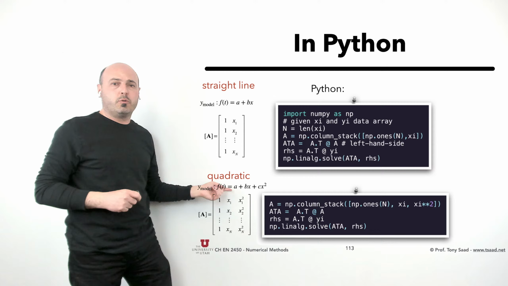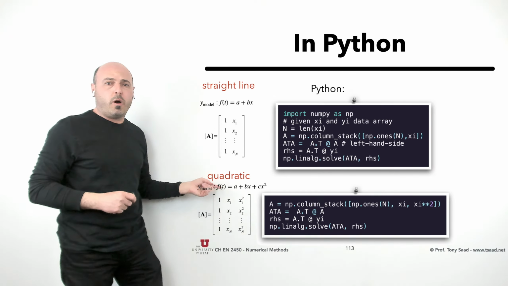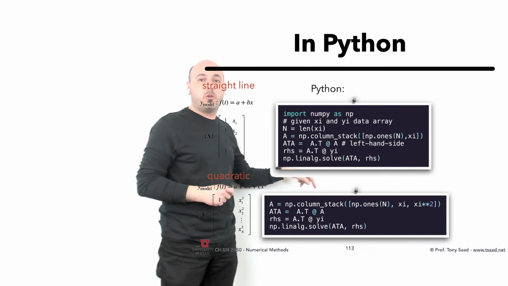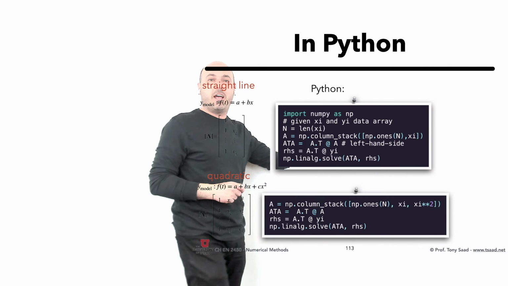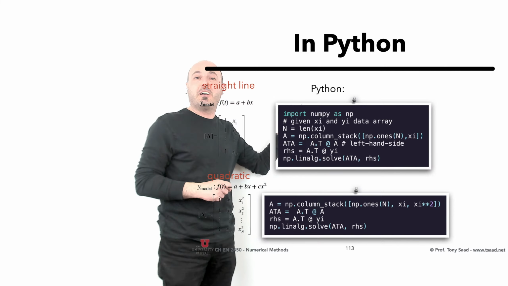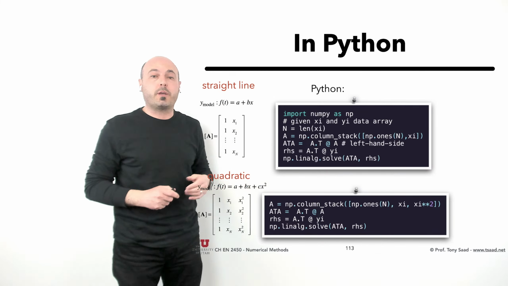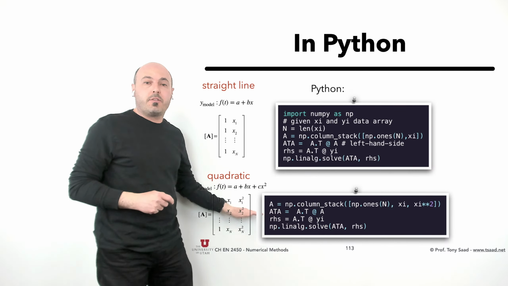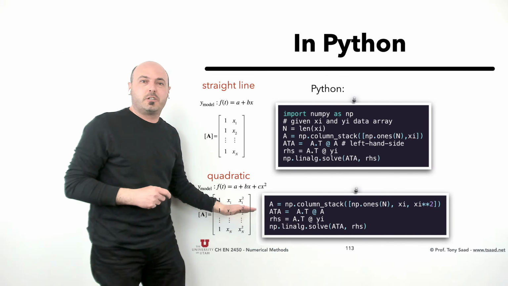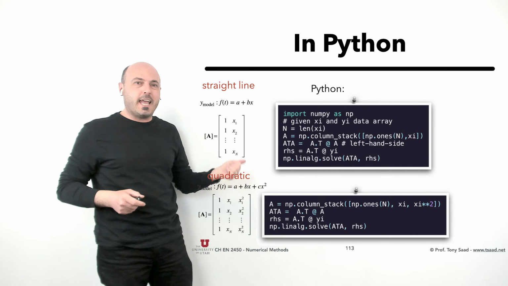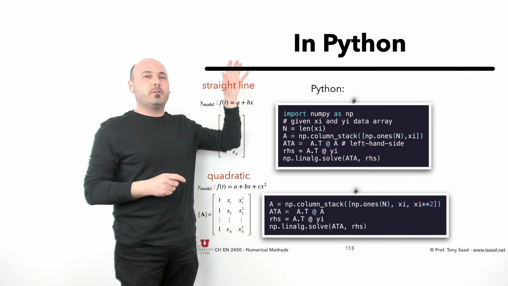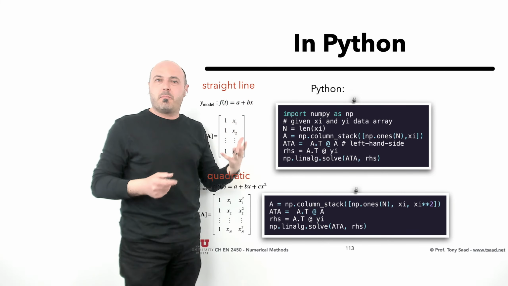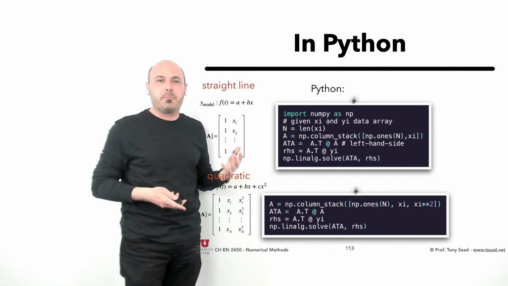Now, if you were to do a quadratic, for example, you get 1, x, and x squared. So in your column stack, you want ones in the first column, xi's in the second column, and xi squared in the third column. Now, this is really cool, because once you know A, the rest is just standard. You don't even have to change your code for ATA and ATyi. All you have to do is change your xi and your A, and then the fitting via regression is the same.